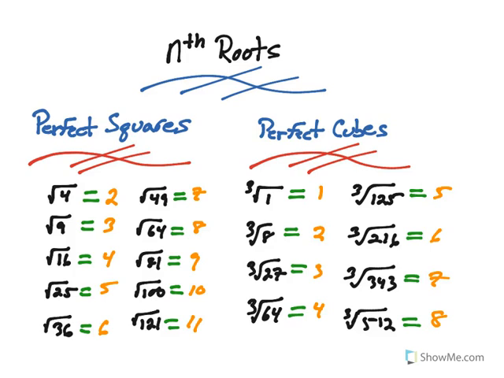Instead of a number multiplying itself twice, it's going to be multiplied by itself 3 times. So 1 times 1 times 1 is 1, and when you take the cube root of 1, you get 1. Cube root of 8 is 2, because 2 times 2 times 2 gives you a product of 8. The cube root of 27 is 3, so when you take 3 times itself 3 times, you get 27. Take the cube root of 27, and you get 3 back. And the same for the rest of the perfect cubes.